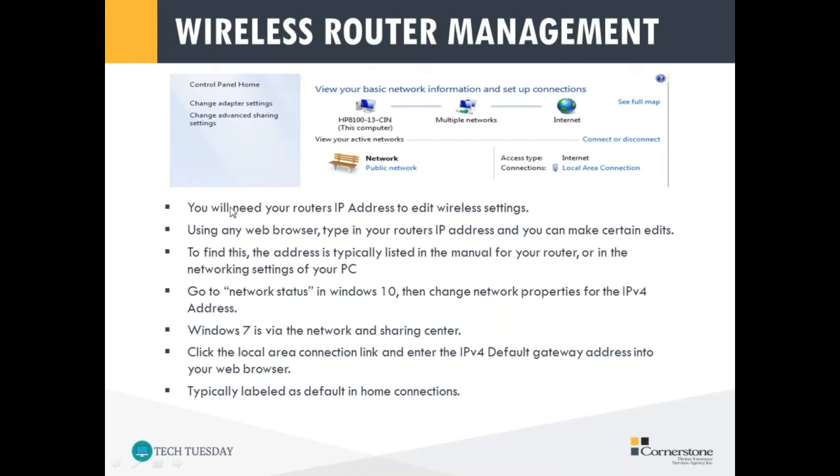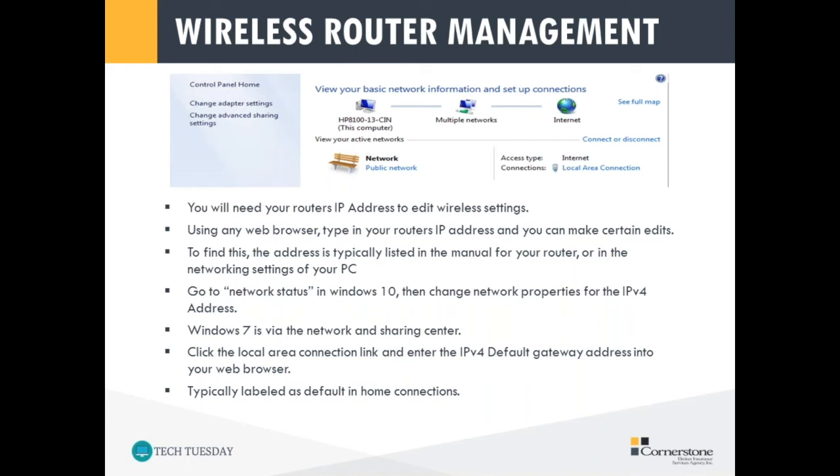But anyway, you will need your router's IP address in order to change things about your wireless connections. In order to find this, typically it's in a manual that comes with your router or with your router-modem combo device. But if it's not in your manual, you can also check the side of your device. Typically it has it printed there. But if you also don't see it printed there, you can actually find it through your computer pretty easy.